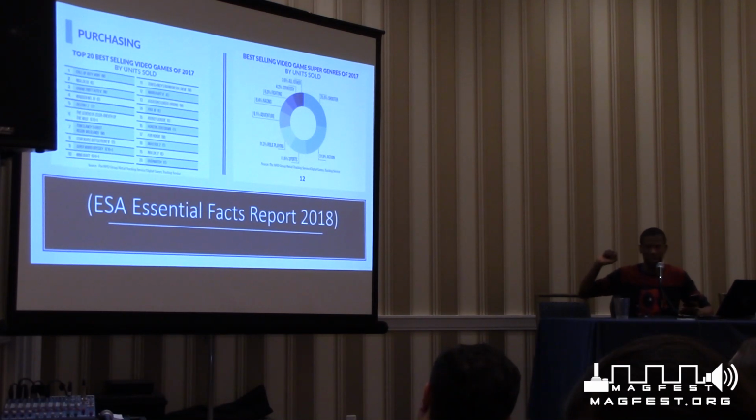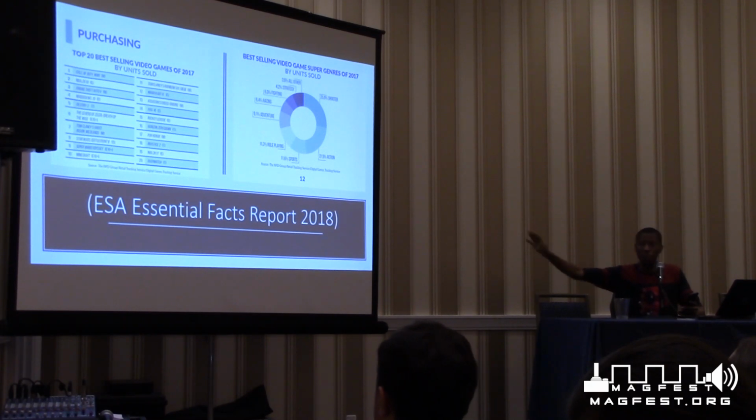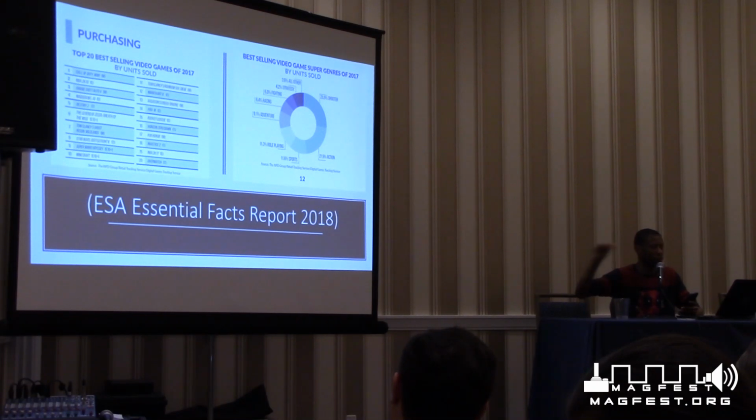So back to the Essential Facts report. Here we have a top 20 best-selling video games list in 2017. We have Call of Duty: WWII, NBA 2K18, Grand Theft Auto, et cetera. Out of this 20, half of these games are first-person shooters. And then you also have this percentage where it's 21.9% action games and 25.9% shooters.